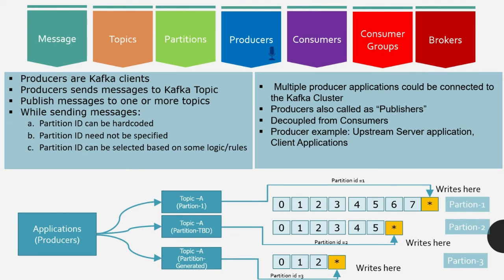Next, multiple producer applications could be connected to the Kafka environment or the Kafka cluster. As I mentioned earlier, a producer is also called a publisher. Once they publish or send the message to Kafka, they won't worry about the next step. That's how the producers and the consumers are decoupled from each other. A producer can be an upstream server application that is producing logs, or a client application sending user website activity.